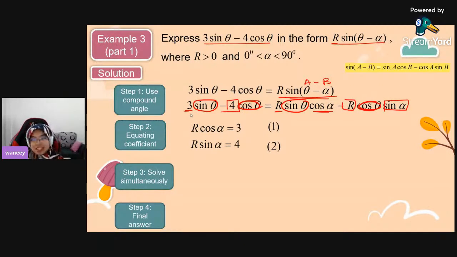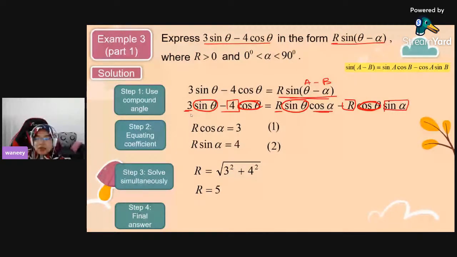And then we need to solve them simultaneously. Again, this is a trigonometric function, so to solve them simultaneously, normally we are going to do the first equation squared plus the second equation squared. Then you simply use the identity and simplify them. Then r is equal to the square root of 3 squared plus 4 squared, so r is equal to 5. That is the value of r.